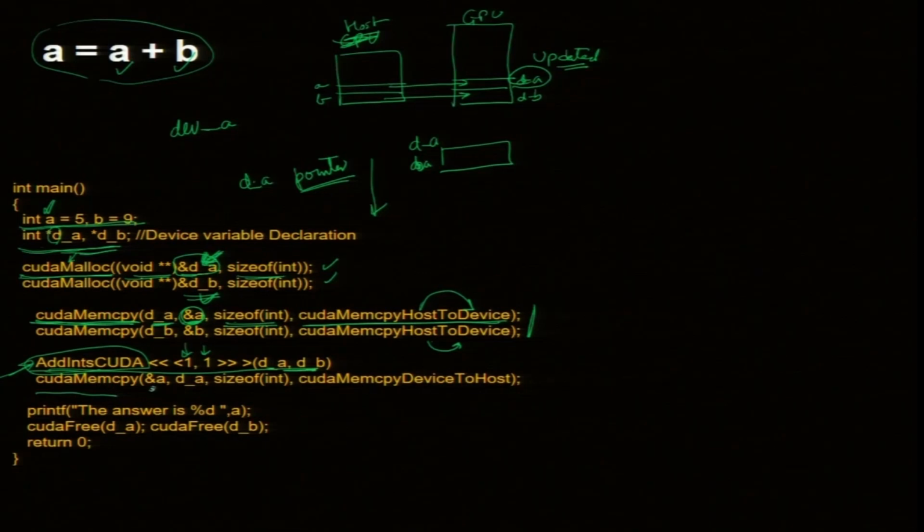So, we need to bring it back to CPU. CPU is the boss, it needs to know the answer. So then you CUDA memcpy, and this DA is copied back into A. Okay, so the copy is in fact right to left. Here it is A to DA, A to DA, and here it is DA to A.